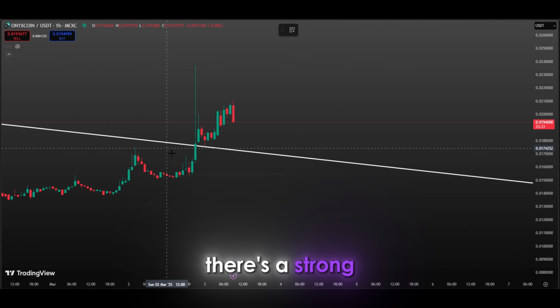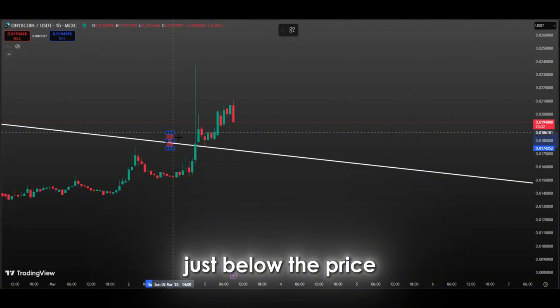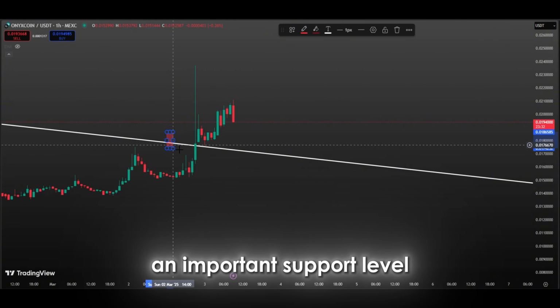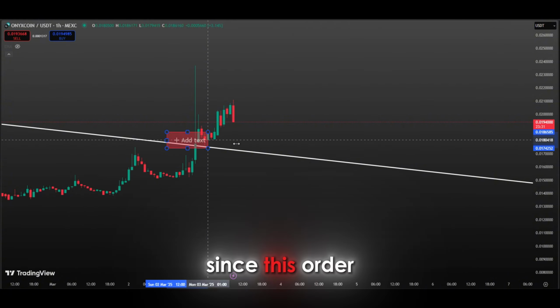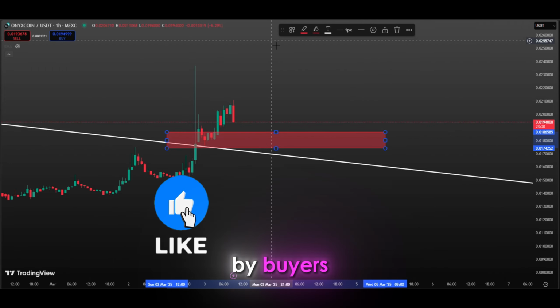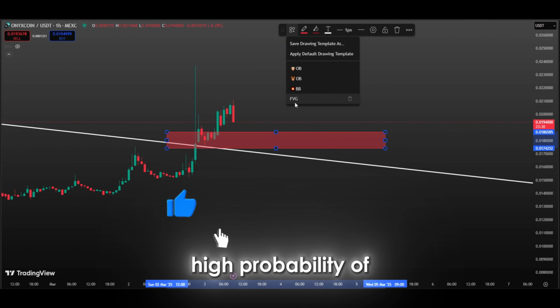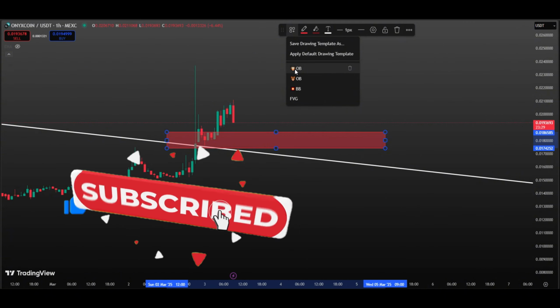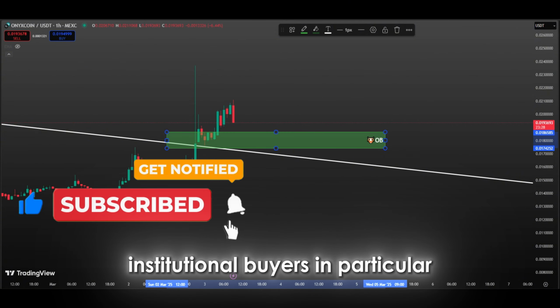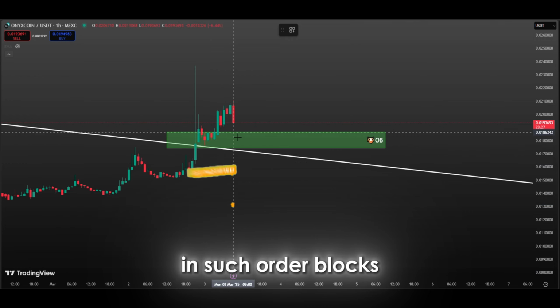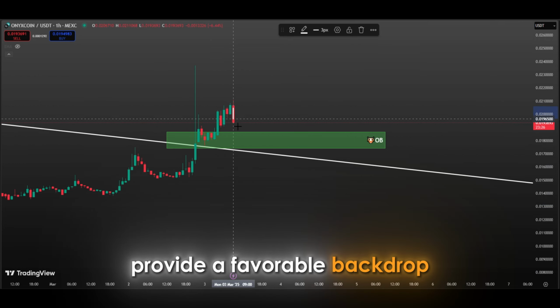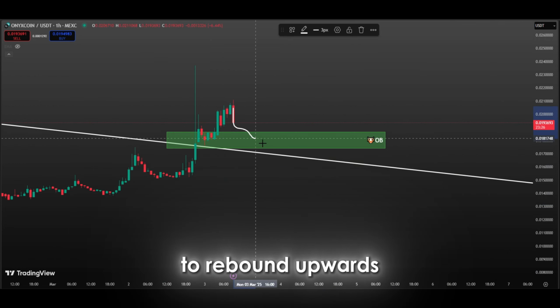Stay tuned. There's a strong bullish order block just below the price, and this area could work as an important support level. Since this order block is a heavily traded area by buyers, there is a high probability of a strong reaction when the price comes here. Large investors and institutional buyers in particular prefer to trade in such order blocks, as areas of high liquidity provide a favorable backdrop for the price to rebound upwards.